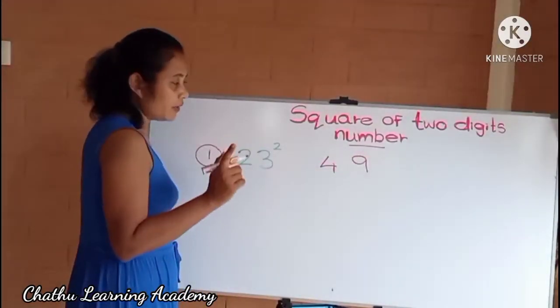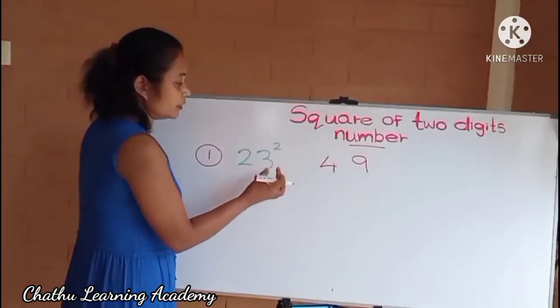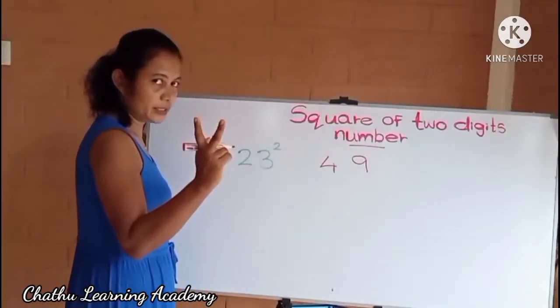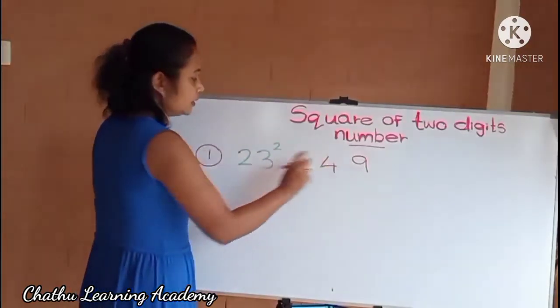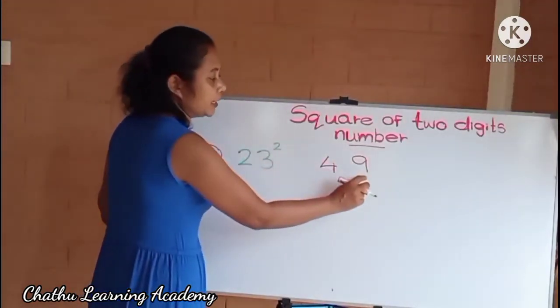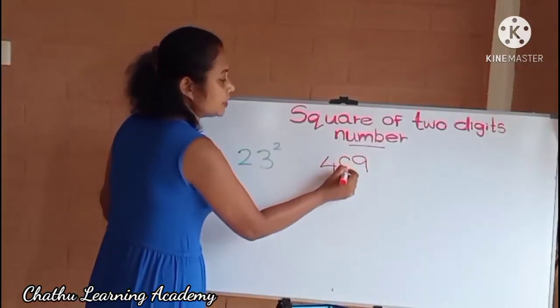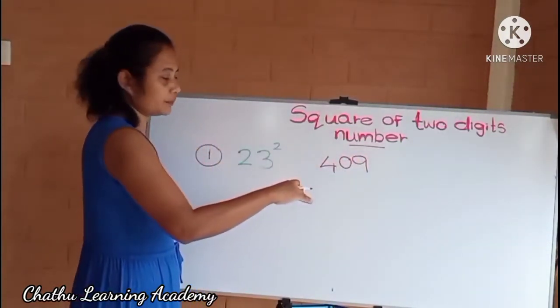But there is one condition. When we write the square of the second number, there should be two digits as the answer. Here the square of 3 is equal to 9. If there is only one digit, we need to put 0 in front of that value.